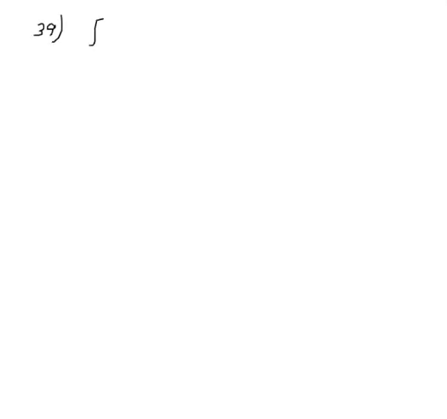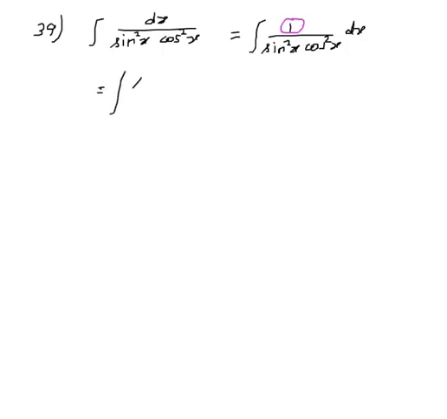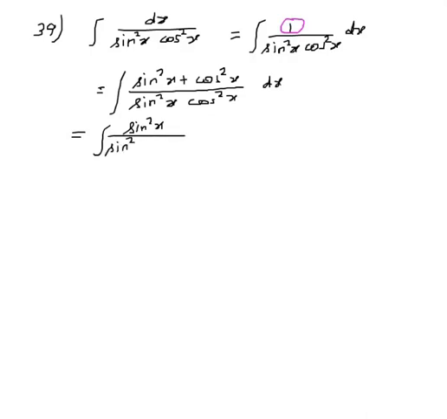Question 39. Integral dx divided by sine square x times cos square x. This can be written as integral 1 divided by sine square x times cos square x dx. Now let us replace this 1 by the identity sine square x plus cos square x, divided by sine square x times cos square x dx. Now let us separate the terms. So the first term is sine square x divided by sine square x multiplied with cos square x dx, plus the second term is integral cos square x divided by sine square x times cos square x dx.